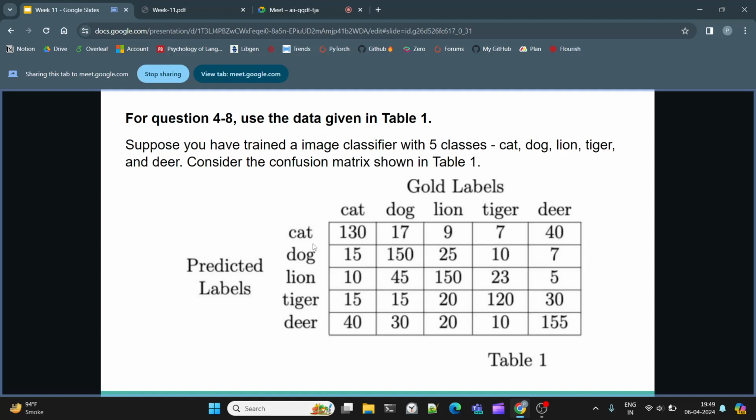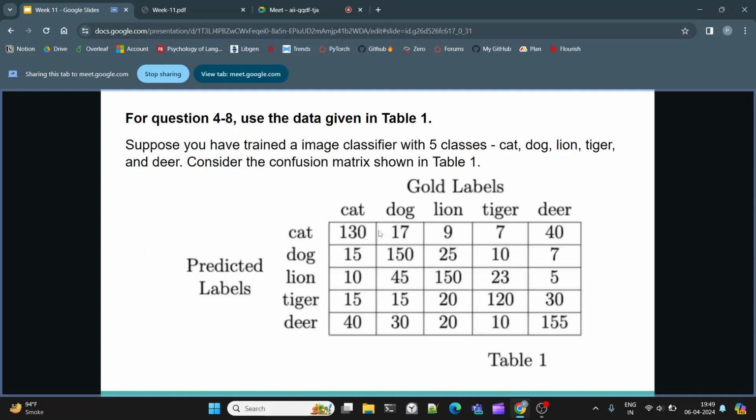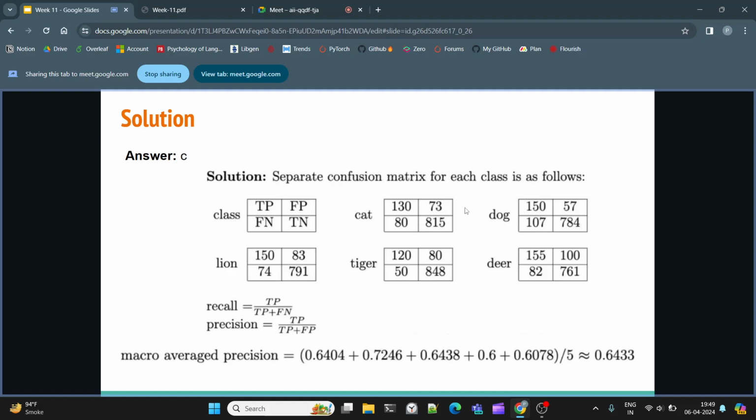Here, when we are talking about the label cat, we only focus on all the samples which have been predicted as cat. These were predicted as cat, but they are actually different. They're the other animals. So this is false positive. In the cat row, other than 130, the remaining are all false positive: 17 plus 9 plus 7 plus 40. So that would be the false positive, 73.